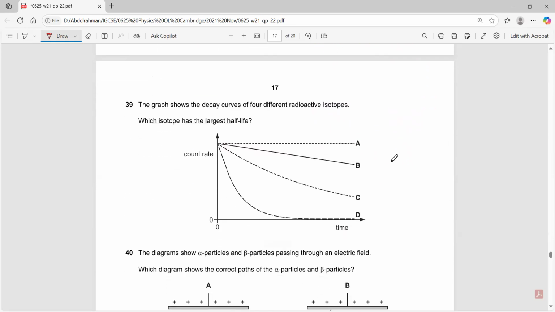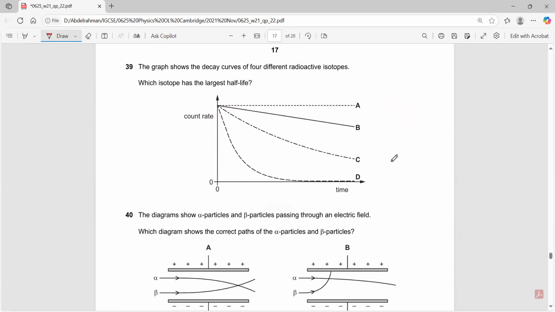The graph shows the decay of 4 different radioactive isotopes. Which isotope has the largest half-life? It's definitely not D, right? It's definitely not D. Why? Because it has decayed quite quickly. C is also wrong. B is wrong. A is the correct answer. A is decaying very slowly, extremely slow. It will take a long time for the count rate to be halved. That's the whole point of having a very large half-life.